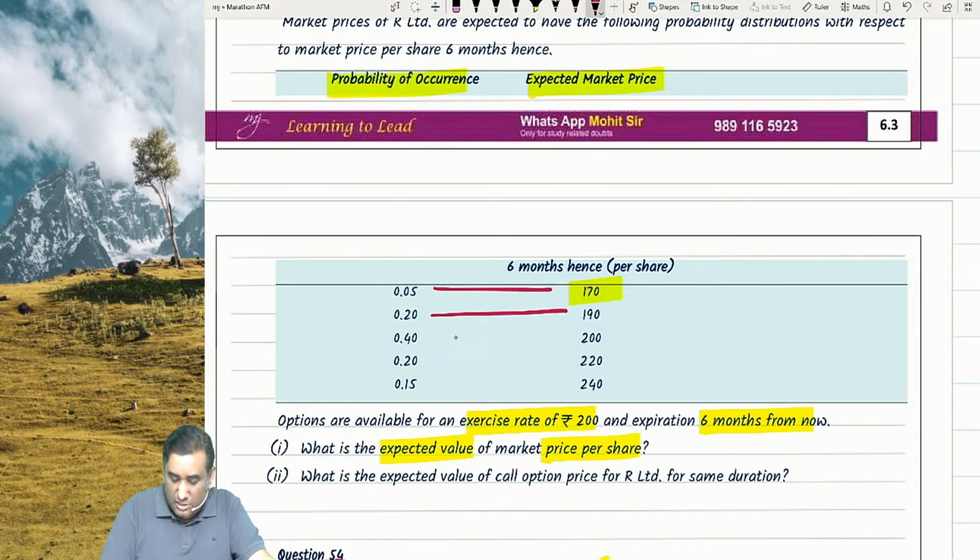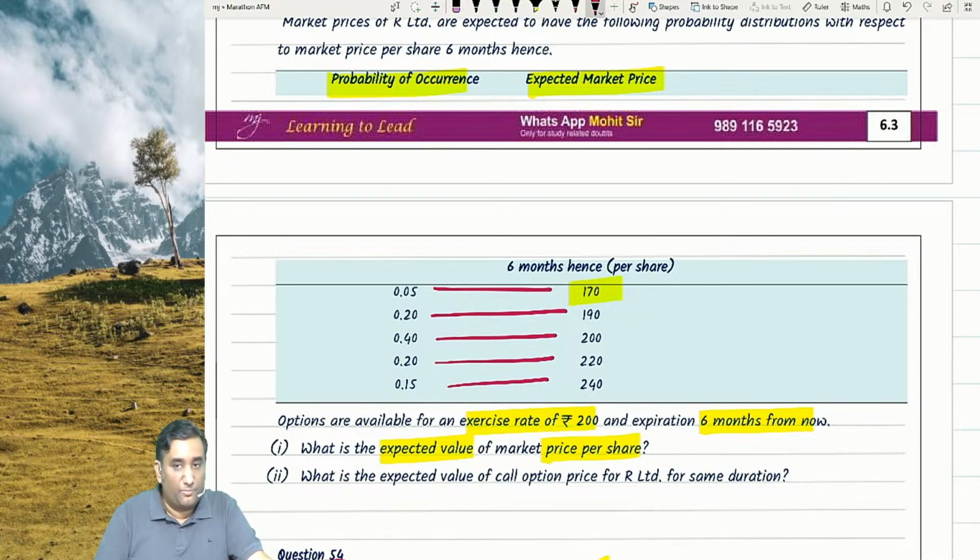1 into I and get market price. Market price would be 170. Probable price basic, by probability, price, get the first answer.